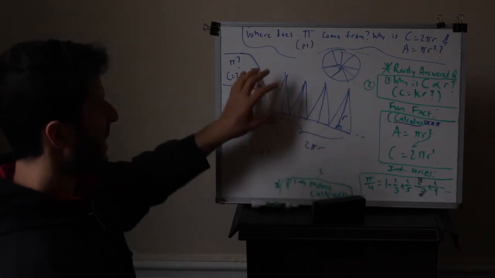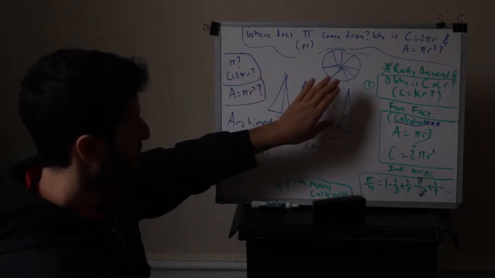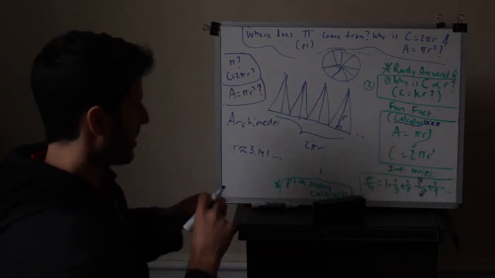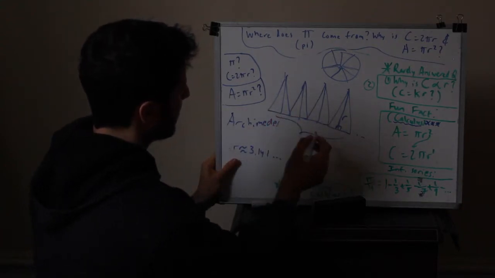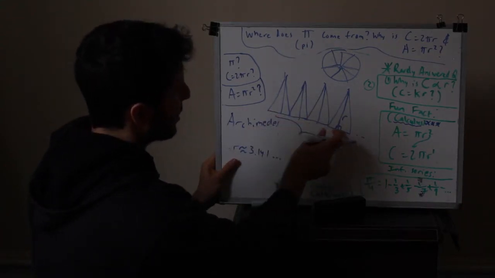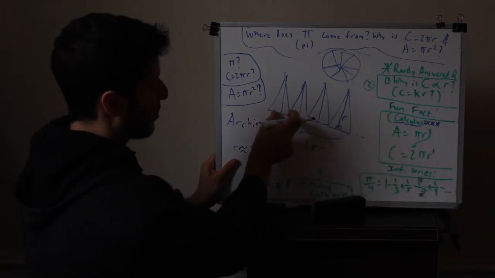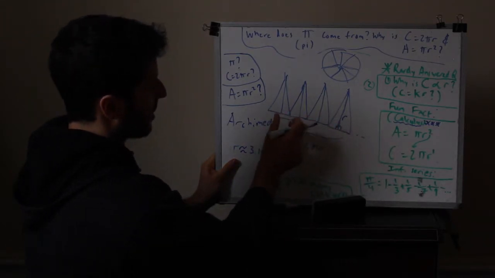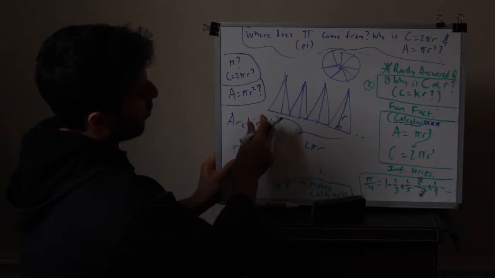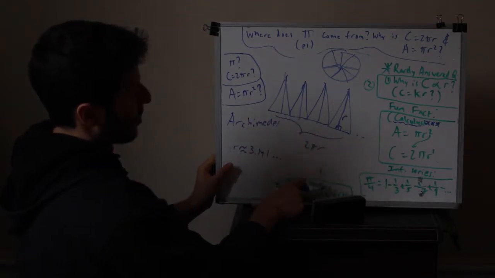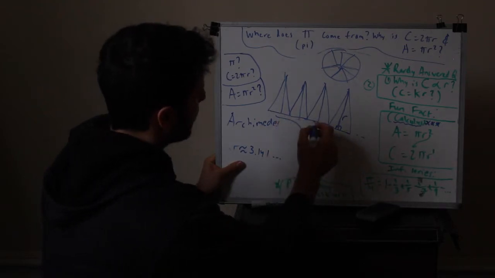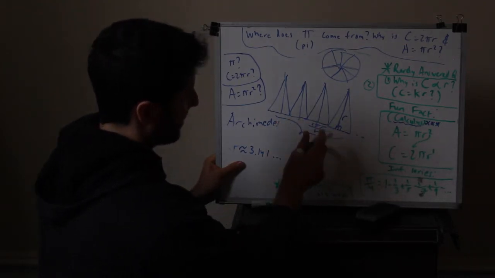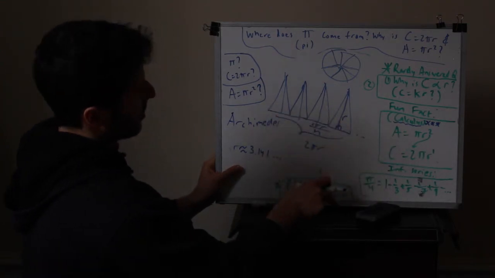So think of this as area plus area plus area plus area. We're adding up a lot of areas. We can even call this base the entire circumference divided by the number of these triangles. Let's see what happens. Let's call this individual base 2 pi r over n, where there are n triangles.